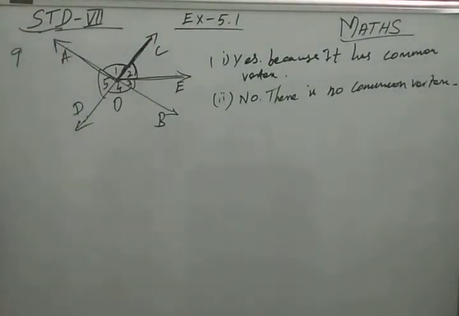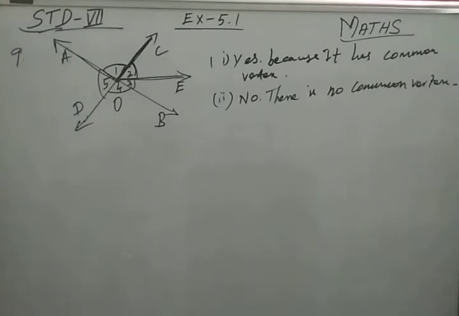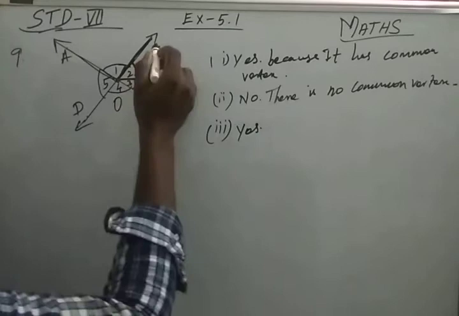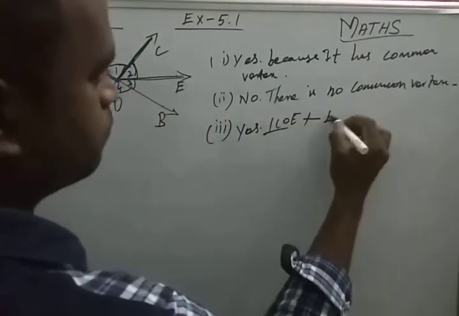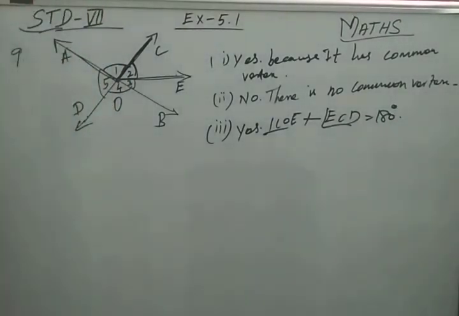Okay, next. Do angle COE and EOD form a linear pair? Yes, because COE plus EOD is equal to 180 degrees. So it is a linear pair.